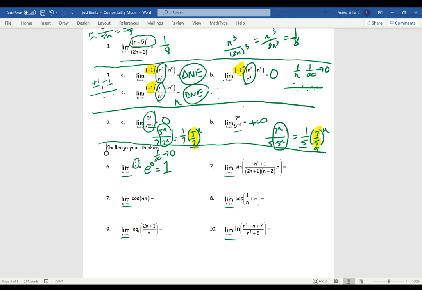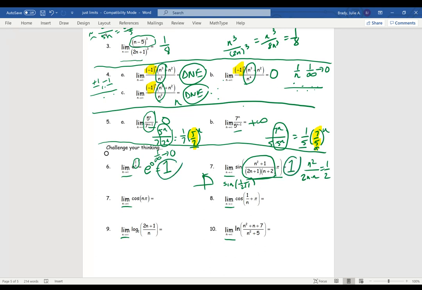Okay, if we go over here, let's look at this part right here. The leading term would be n squared in the numerator and 2n times n in the denominator, and that's a half. So this input's going to half pi, and the sine of 1/2 pi, we're up there, that's 1.